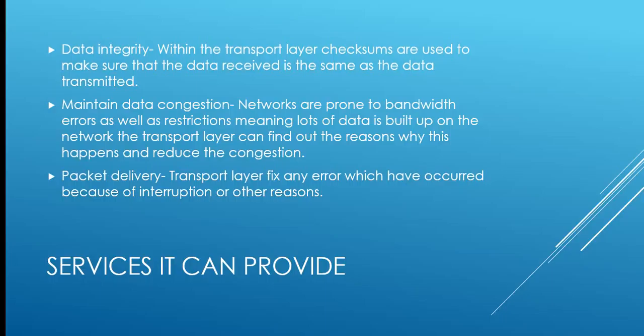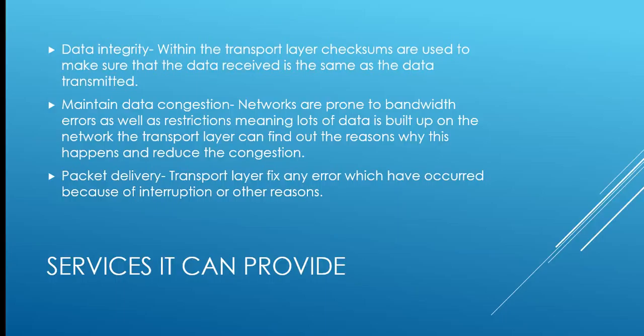Another service that the transport layer provides is that it maintains the data congestion. Networks are prone to bandwidth errors as well as restrictions, meaning that lots of data can get built up on the network. The transport layer can find out the reasons why this happens and reduces the congestion to make a much more efficient and fully fledged network.